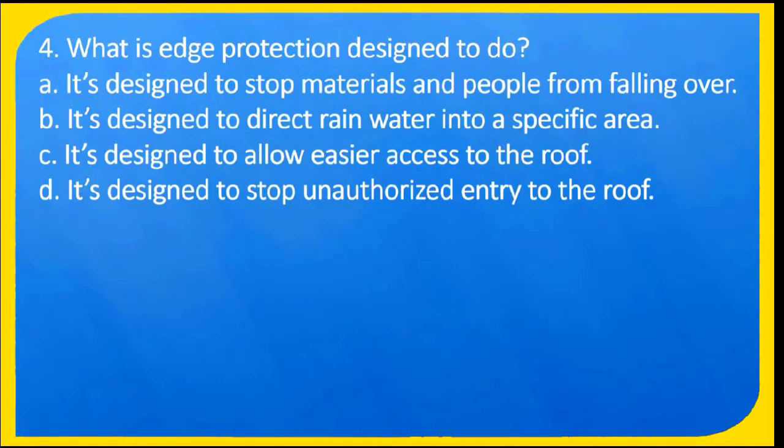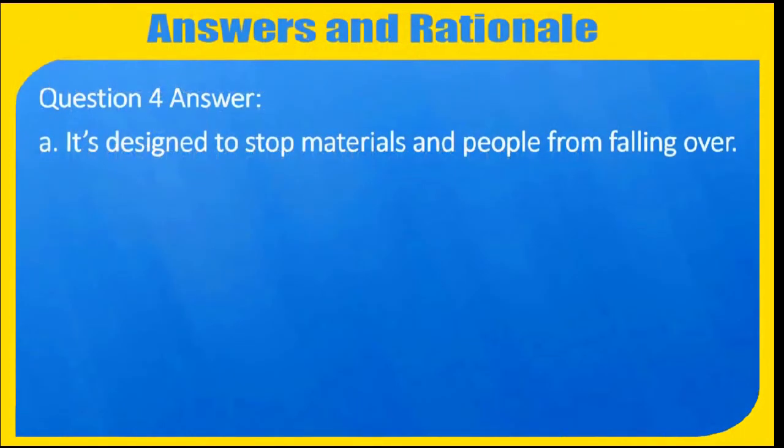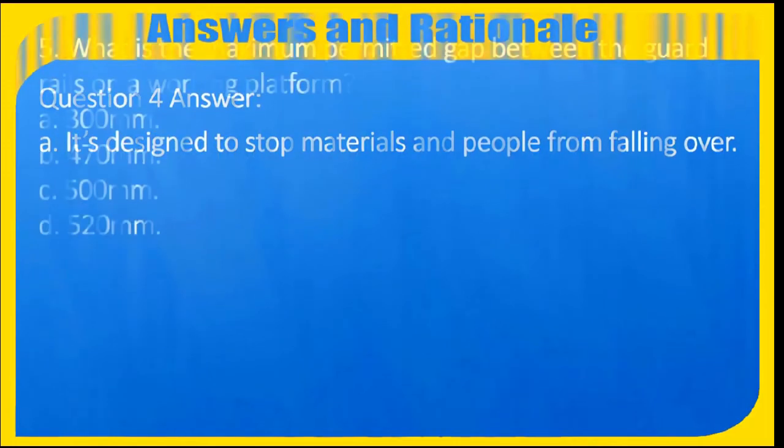Question 4. What is edge protection designed to do? A. It's designed to stop materials and people from falling over. B. It's designed to direct rainwater into a specific area. C. It's designed to allow easier access to the roof. D. It's designed to stop unauthorized entry to the roof. Question 4. Answer. A. It's designed to stop materials and people from falling over.